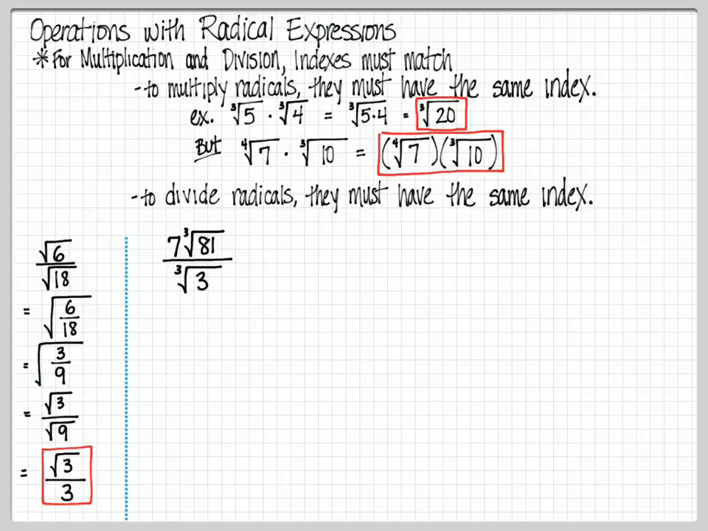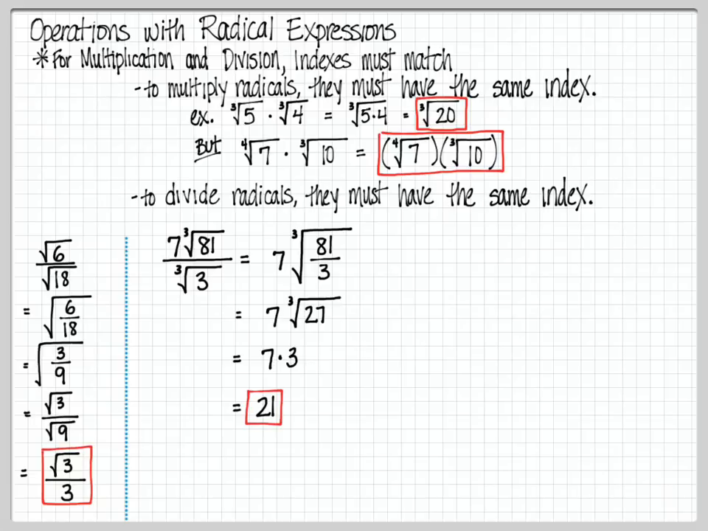In this next problem, I have 7 cube root of 81 divided by the cube root of 3. Both of those radicals are cube roots, so I can write them under one radical symbol. And then 81 divided by 3 is 27, so I simplify that further. Knowing that the cube root of 27 is 3, I have 7 times 3, which is 21, which is our final answer. And next problem, both of these are fifth roots.